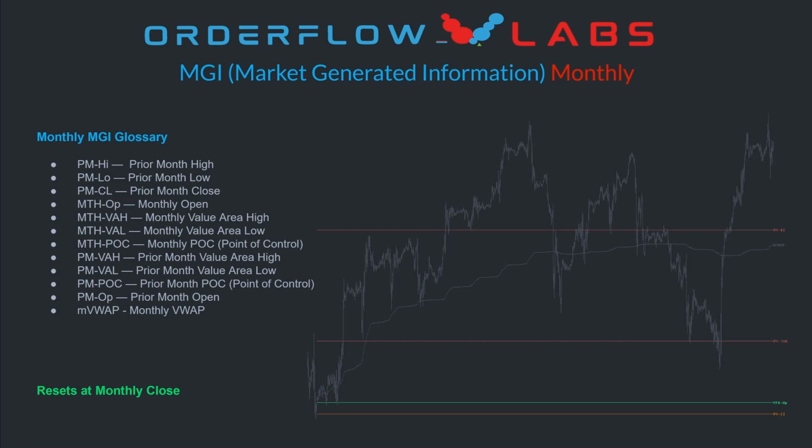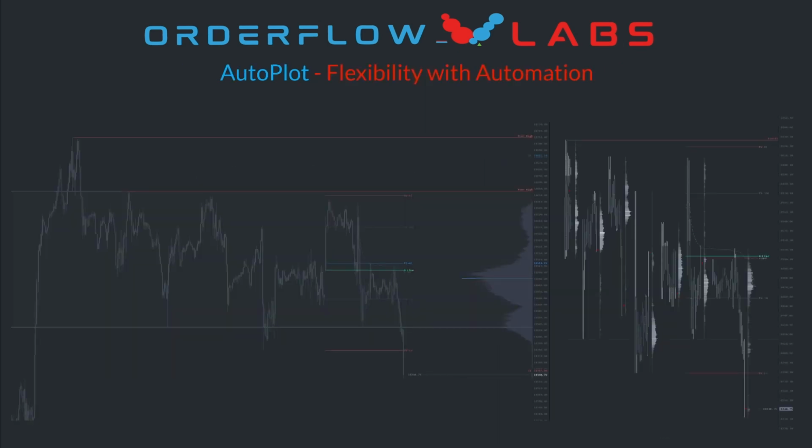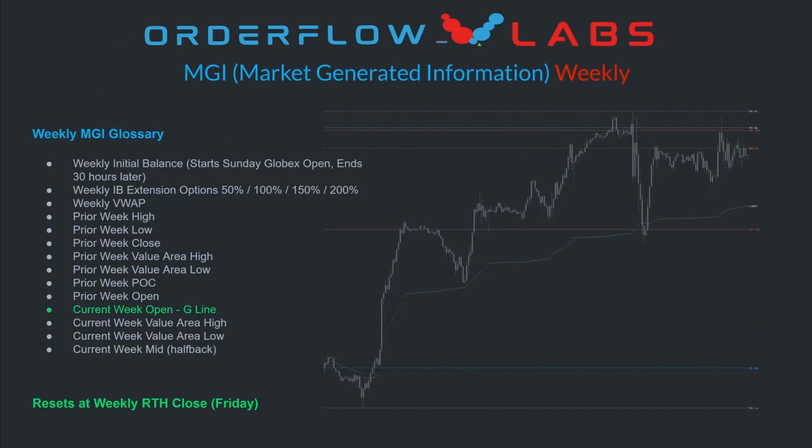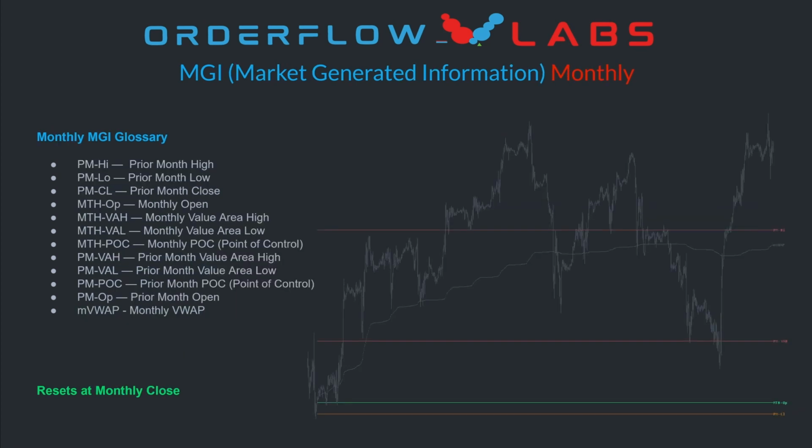And all these automatically reset. So at each RTH close, the daily MGI is automatically updated. You can hide the old levels if you don't want to see them when you look left. Same thing on the weekly time frame. It resets every Friday. And then on the monthly time frame, it will reset at the monthly close.